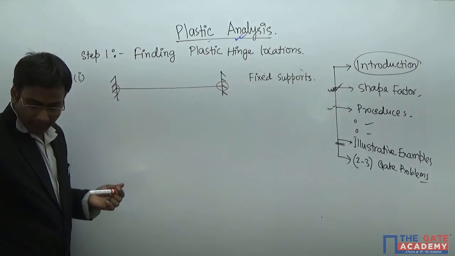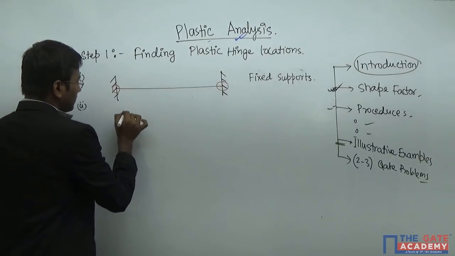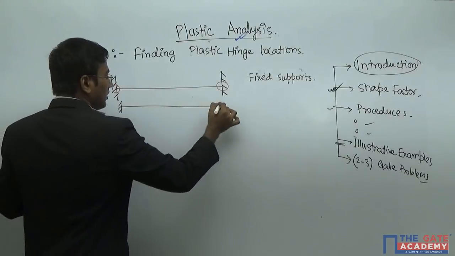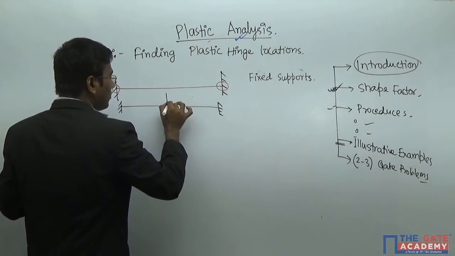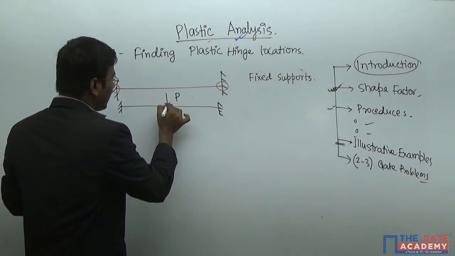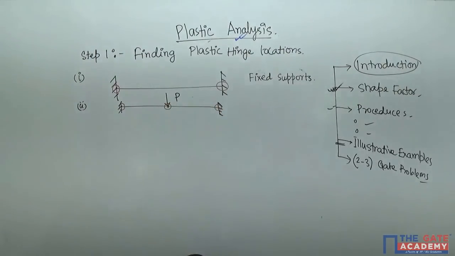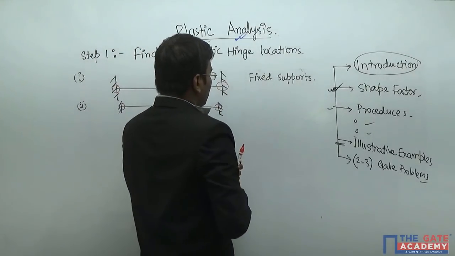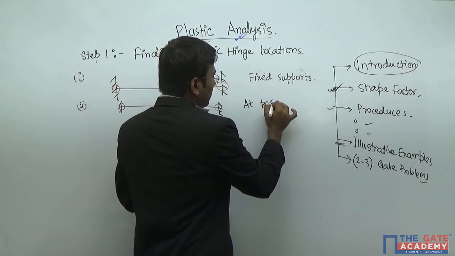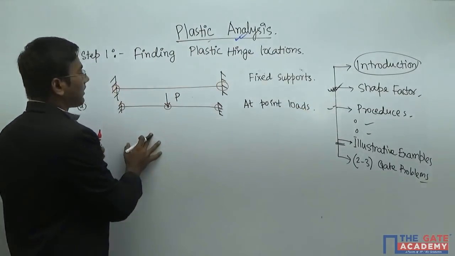Number 2 is point load acting. Suppose, again consider the same structure like this one. A point load P is acting, then a plastic hinge will come here. Another plastic hinge will come here, at the point loads. So this is our case 2.